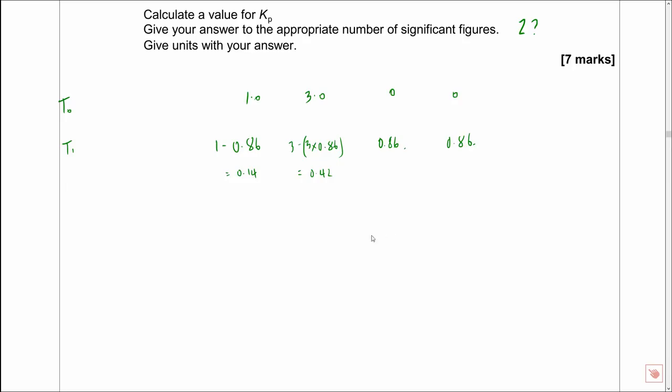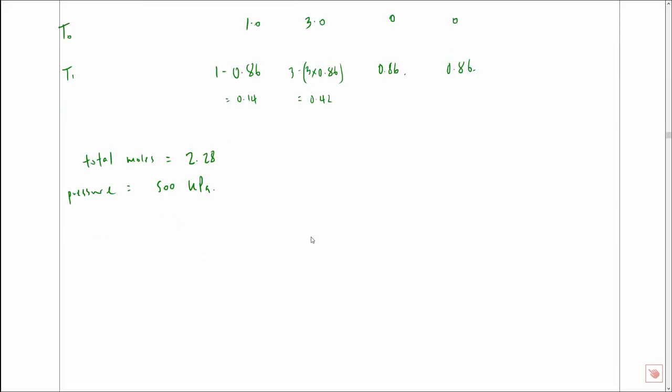So we need to work out our total moles of gas, because now we're going to have to work out our partial pressures. So total moles, add them all together, is going to be 2.28. We know that our pressure, given in the question, is 500 kilopascals. Now we need to work out our partial pressures, which is going to be our mole fraction times the pressure. Our mole fraction, remember, is the moles divided by total moles. So essentially, I'm going to do each one of these divided by 2.28 times 500. So, this is a faff, isn't it?